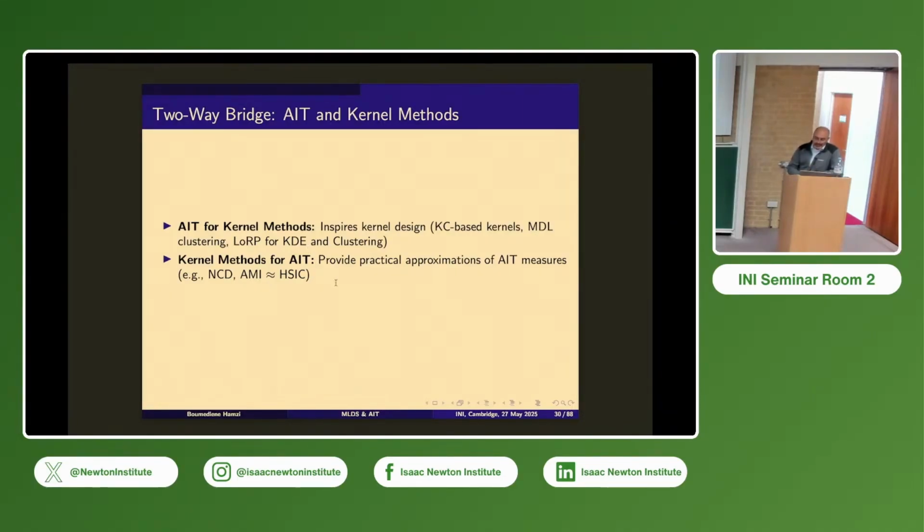If you remember, we said that one of the problems of AIT is that it's hard to compute the main quantities there, and then we want to use kernel methods for that. And we'll show that the normalized compression distance and algorithmic mutual information can be approximated using kernel methods. And here we make the link between algorithmic mutual information and HSIC.